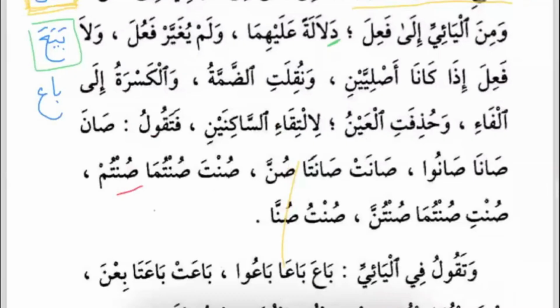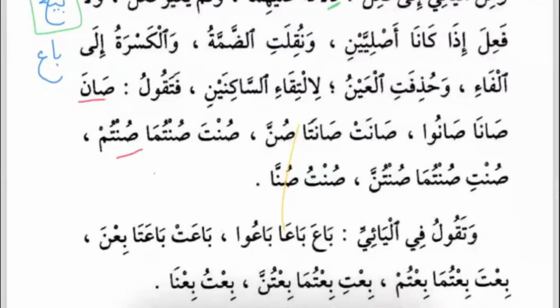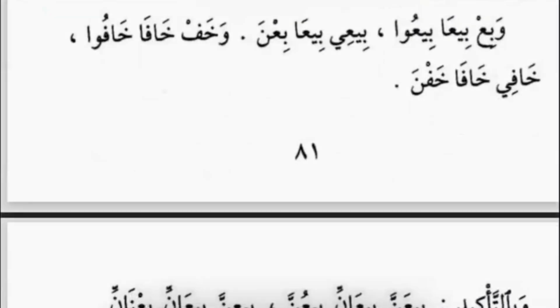So that's what the sarf of this hollow verb would look like. Sana, huwa. Then sana, sanu, sanat, sanata, sunna, sunta, suntuma, suntum, sunti, suntuma, suntunna, suntu, sunna. Okay. But we'll stop here, inshallah ta'ala.